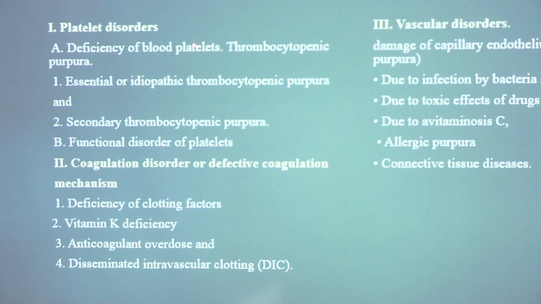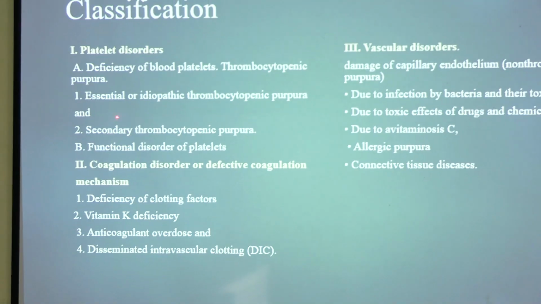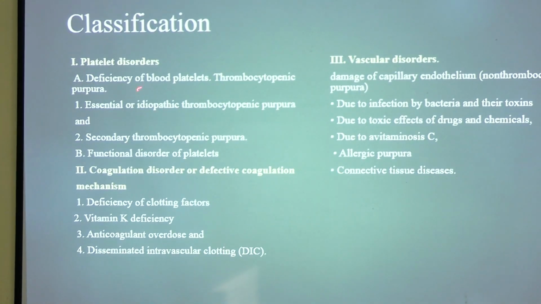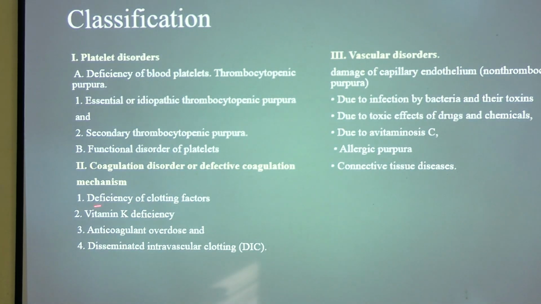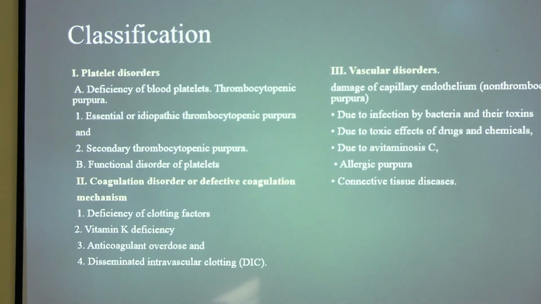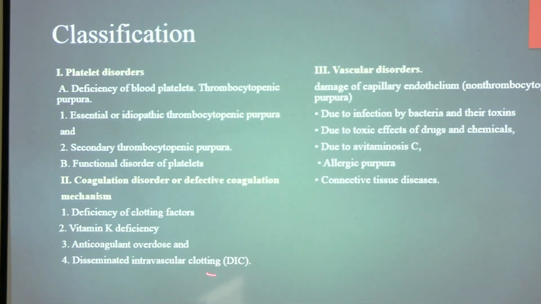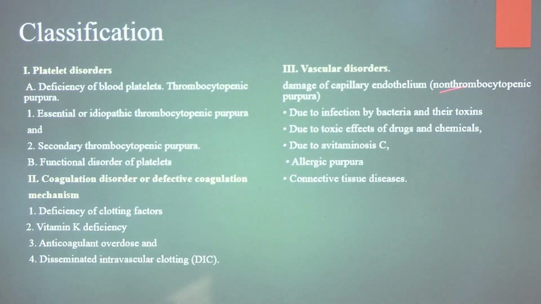This platelet disorder is because of deficiency of blood platelets. This is thrombocytopenic purpura, okay? These are the types of purpura: idiopathic thrombocytopenic purpura, then secondary thrombocytopenic purpura. Then coagulation disorder is because of deficiency of clotting factors, okay? How many clotting factors are there? 13, okay? There are some others also like kallikrein and so on. And then vitamin K deficiency, then anticoagulant disorder. So, we will be discussing DIC, purpura and hemophilia today, okay?